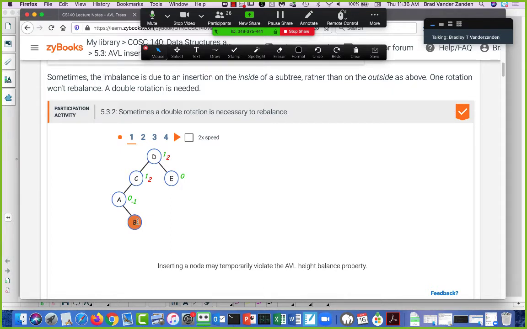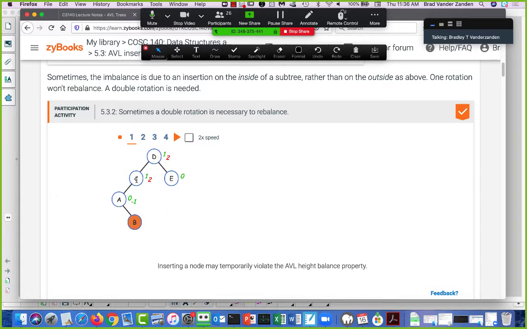And we updated our balance factors. So 0, 1, and 1 are the original balance factors. Here's the new balance factor. The height of A's left subtree is 0. The height of the right subtree is 1, so the balance factor becomes -1. So A is still in balance.